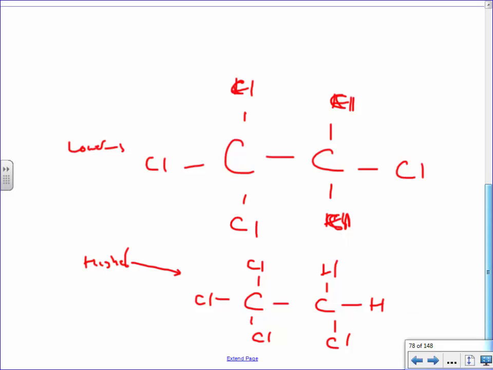Why don't we try naming these compounds here? What would you name this guy right here? Let's start at the end. What would the end of the word be? How many carbons do you have? Okay, so we call it an ethane. How many chlorines do you have? Okay, so that's a hexa. And then you'd call it a chloro. You'd call this hexachloroethane.